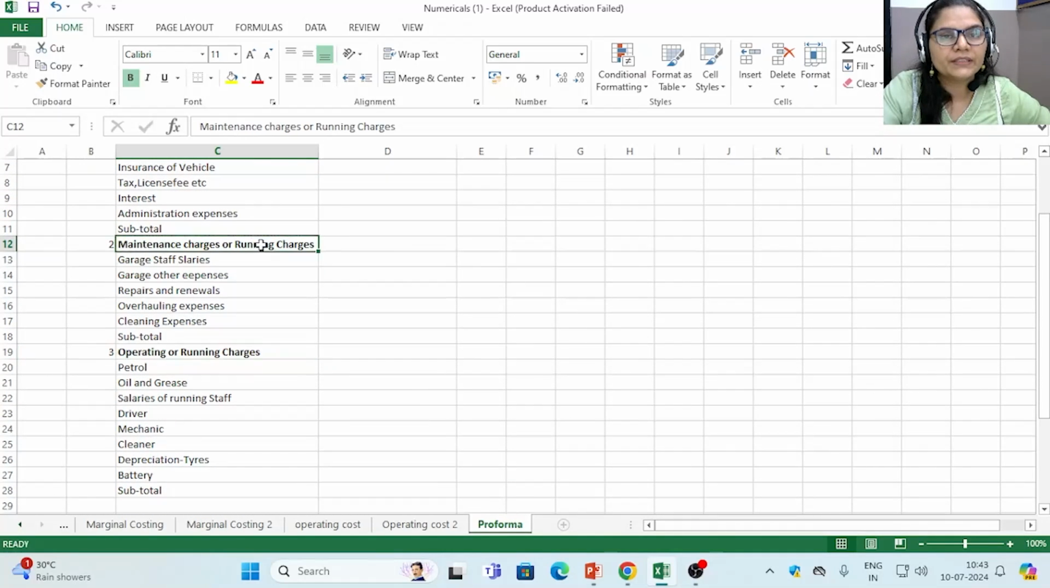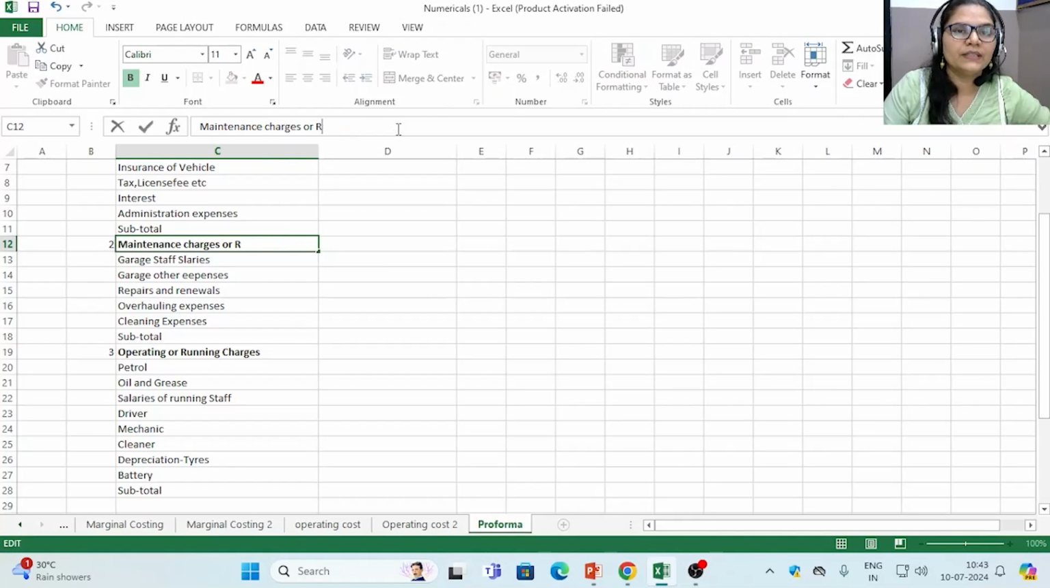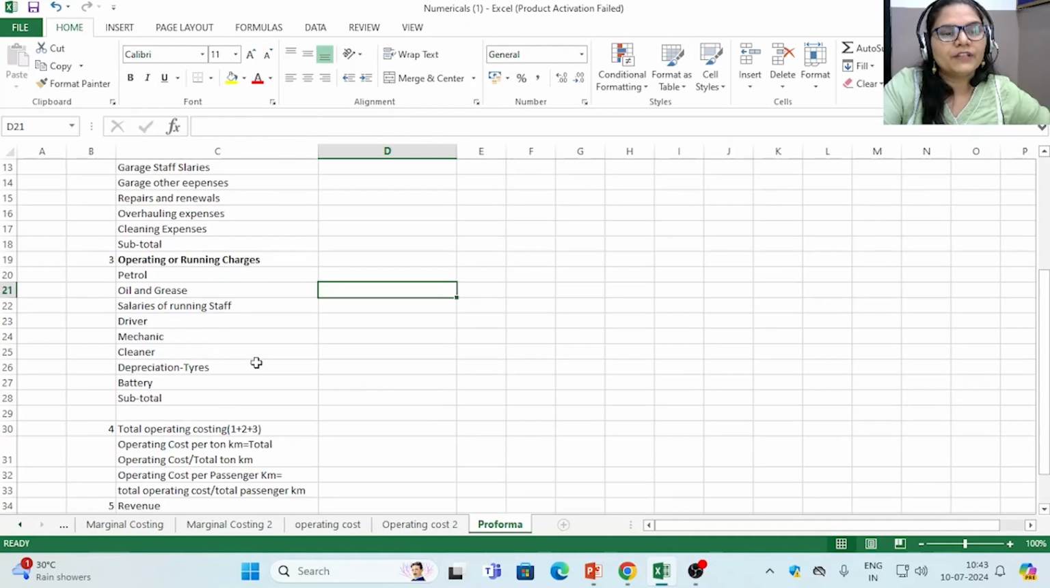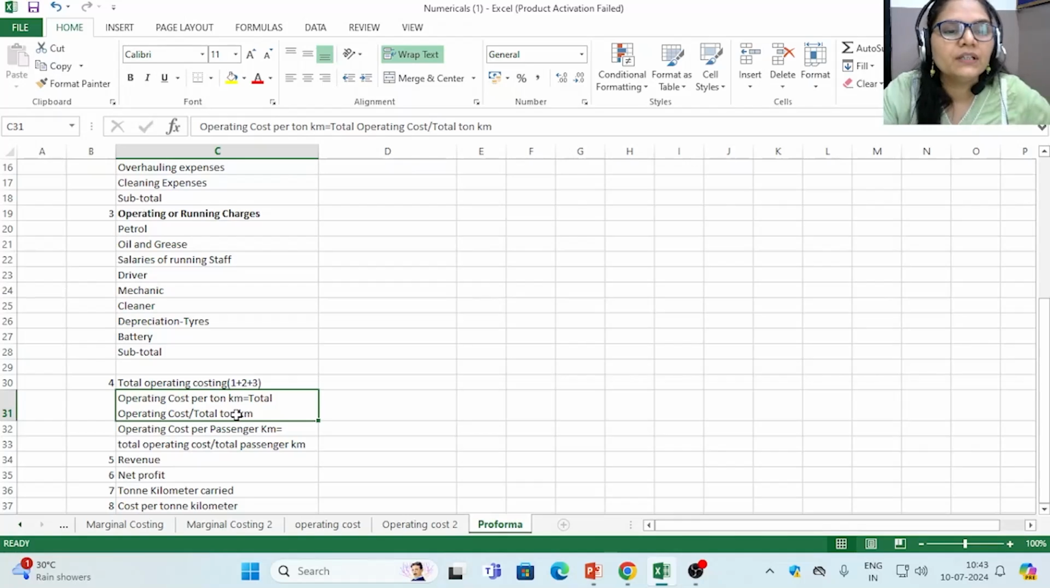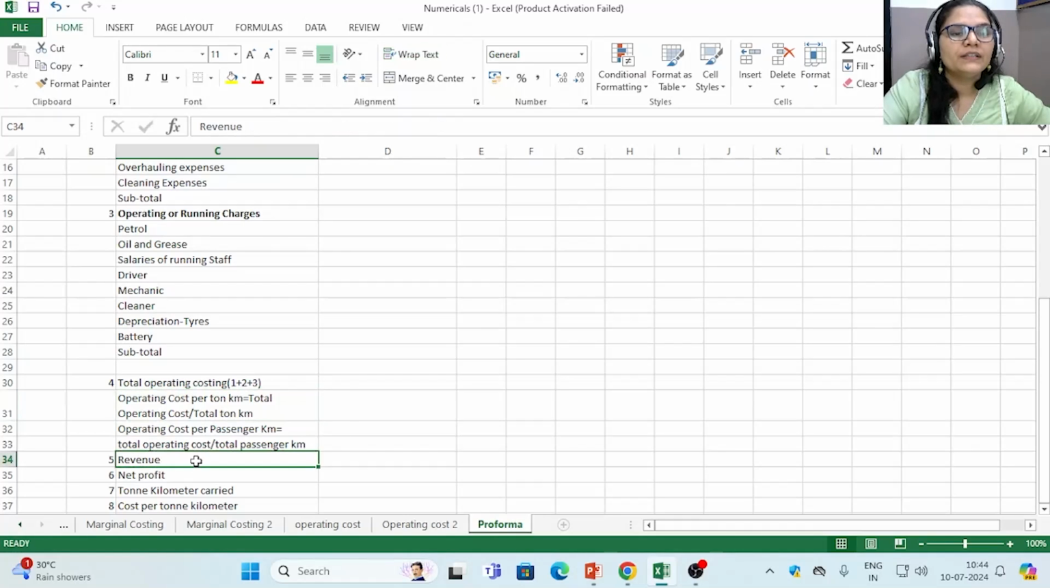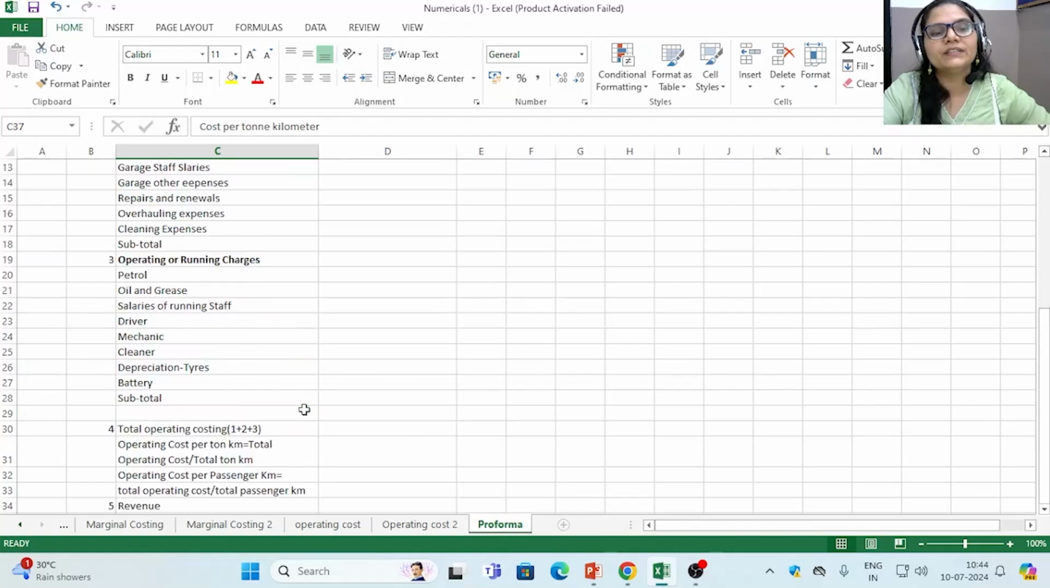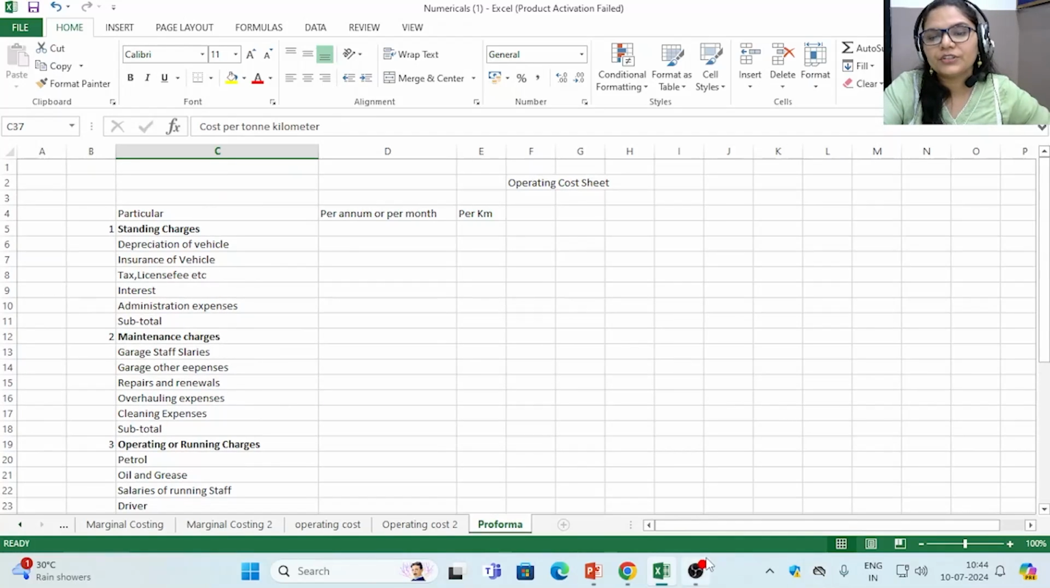We need to make a certain change here. Maintenance charges are not defined as running charges. They are only known as maintenance charges. So after the subtotal, we will make the total, and then we will find the operating cost per ton kilometer, which will be total operating cost divided by total ton kilometer. Operating cost per passenger can also be identified by total operating cost upon passenger kilometer. Then we will get the revenue, net profit, ton kilometer carried, cost per ton kilometer. These are all part of your operating cost sheet.